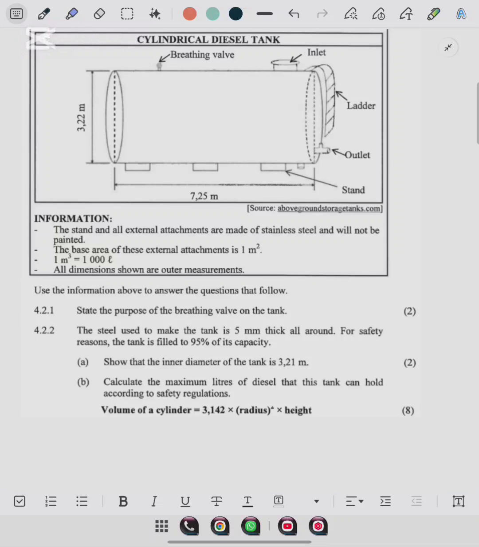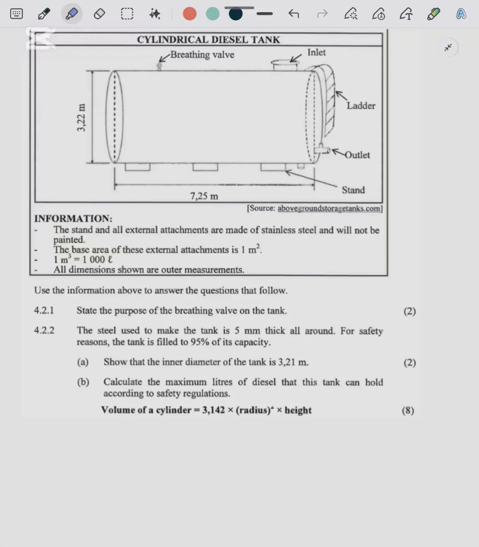4.2.2 says the steel used to make the tank is 5 millimeters thick all around. For safety reasons, the tank is filled to 95% of its capacity. They want us first to show that the inner diameter of the tank is 3.21 meters. Okay, so let's see what we know about this. The first thing we need to look at is, what do we know about the diameter? Well, we know the diameter of the outer tank is 3.22, right? And they also tell us that the steel is 5 millimeters thick.